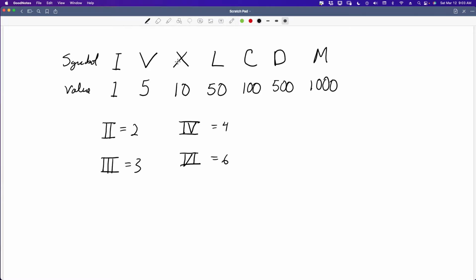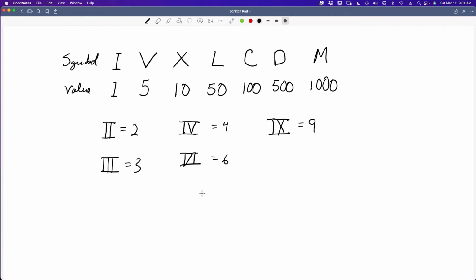Same thing is true for all the rest of these. So if they wanted to say 9, they would put the Roman numeral I and the letter X next to each other. And because the smaller number was on the left, they would take 1 from 10, and that would equal 9. And that's how they would do that.